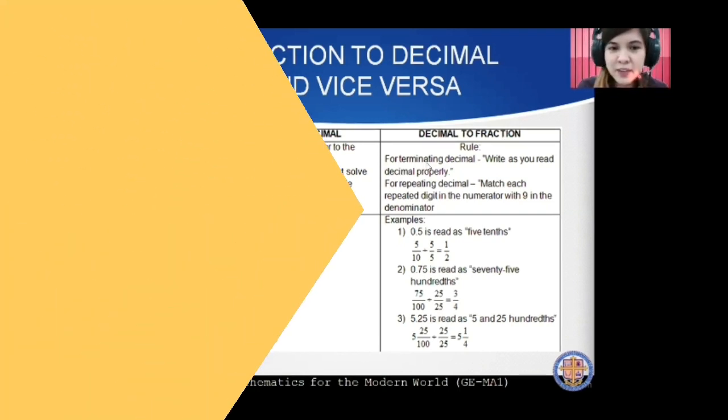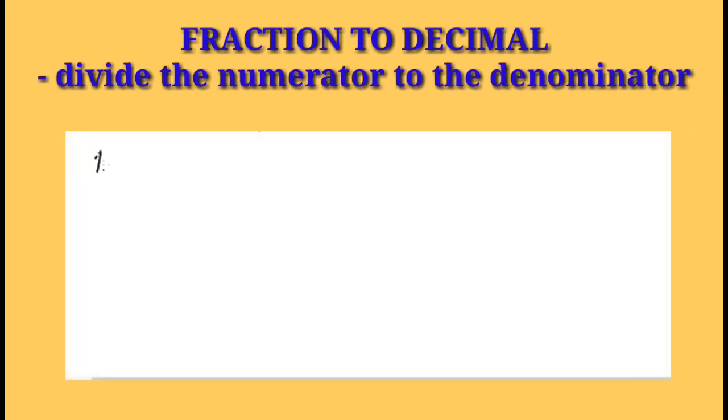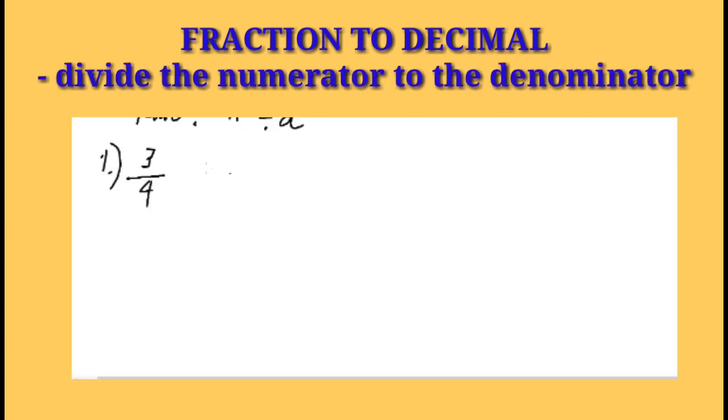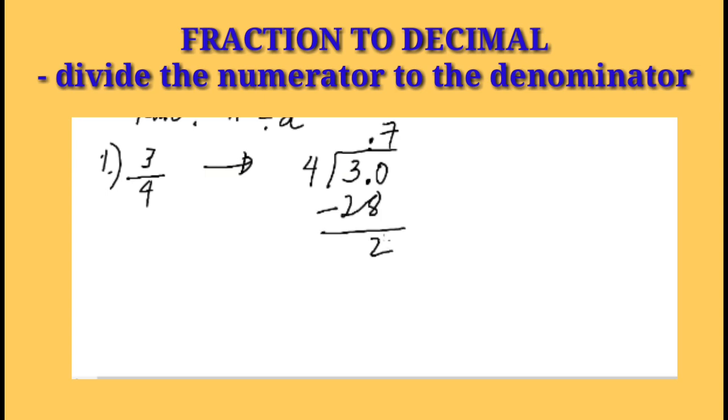Just study. Example number 1. Given 3/4. What we need to do, just divide 3 by 4. So 3 divided by 4, you cannot divide it. So add first a decimal point, copy above, then add 0. 30 divided by 4, how many? 7. 7 times 4, 28. Then subtraction, that's 2. Add another 0. So 20 divided by 4 is 5. So 0.75. So the equivalent of 3/4 is 0.75.